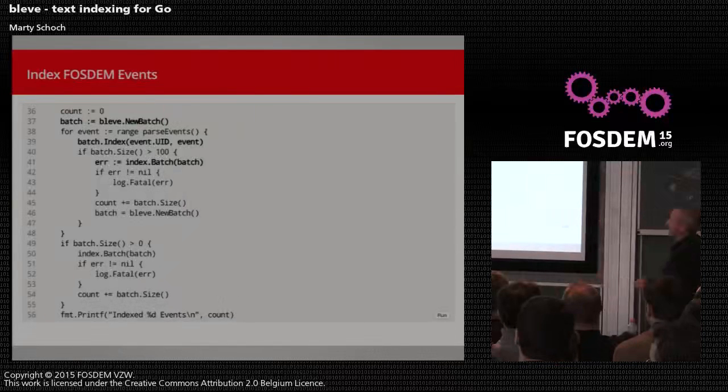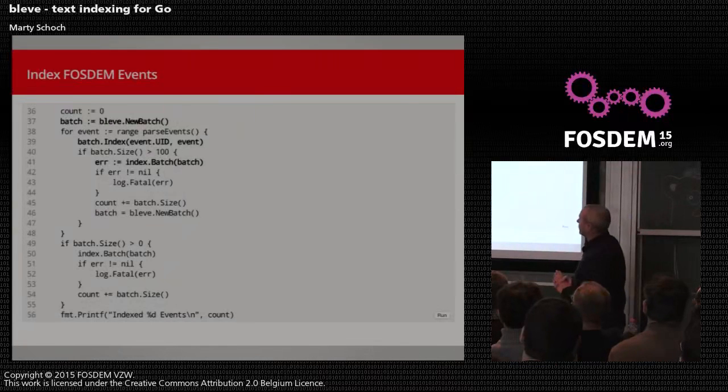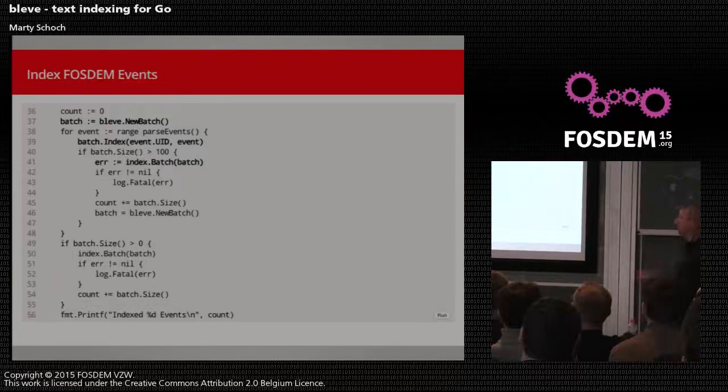So here I'm going to go ahead and index the documents. Again, I'm doing it a little differently now. I'm going to index in batches. So again, on line 38, you see there's this parse events function. We don't need to worry about the details of that. That's just a channel that's returning pointers to these events as I'm creating them.